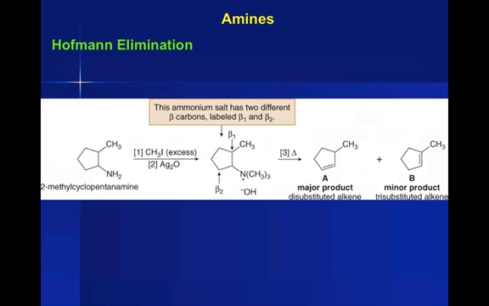And that actually turns out to be pretty useful. If you want A to be the product that you want to make, you can't use an alcohol and do a dehydration. You'll get the Zaitsev product. But I can use the amine and do the Hofmann elimination procedure and get the least substituted alkene. And so that turns out to be a fairly useful reaction because it gives us the least substituted alkene.